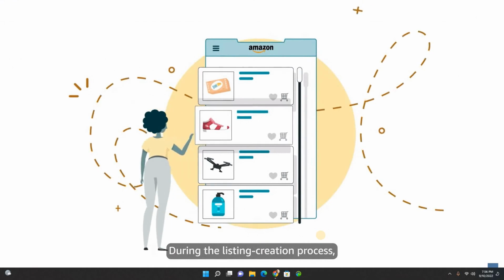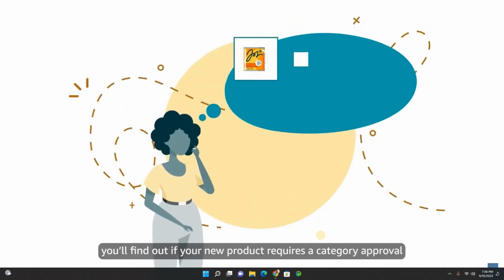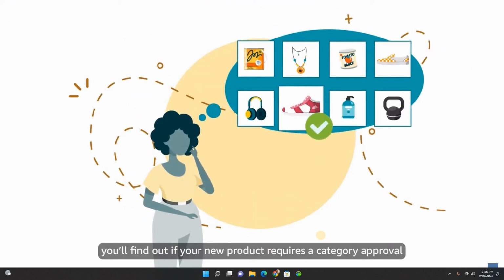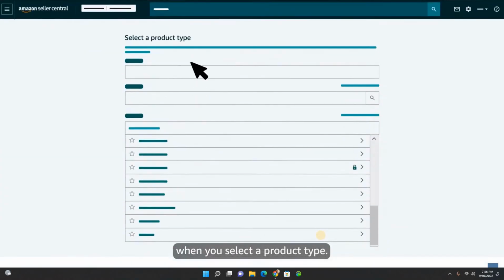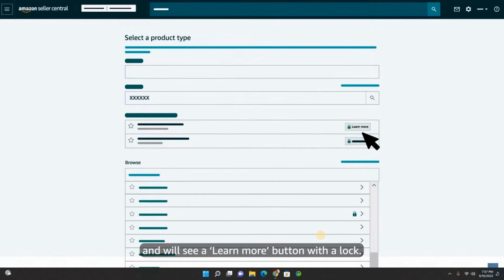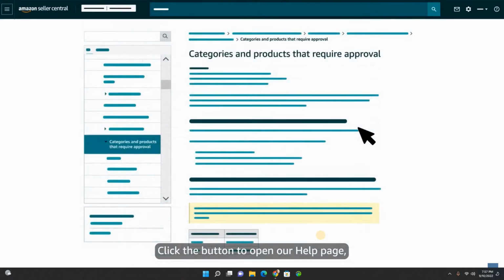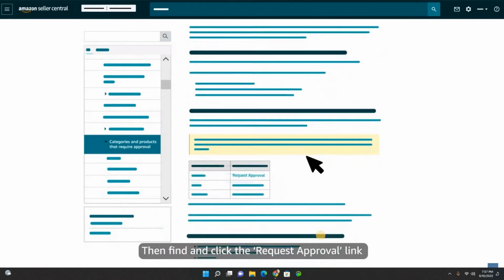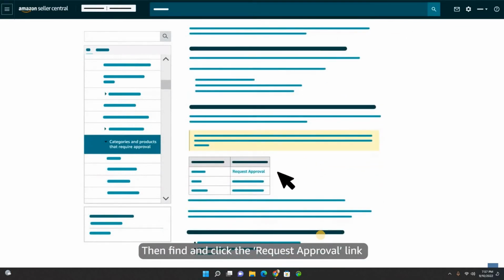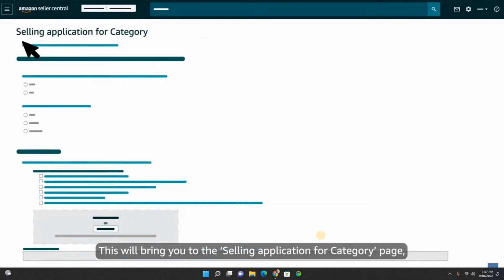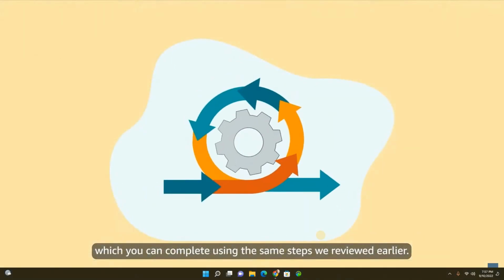During the listing creation process, you'll find out if your new product requires a category approval when you select a product type. You can search or browse product types and will see a Learn More button with a lock. Click the button to open our help page, Categories and Products that Require Approval. Then find and click the Request Approval link next to the relevant product category. This will bring you to the Selling Application for Category page, which you can complete using the same steps we reviewed earlier.